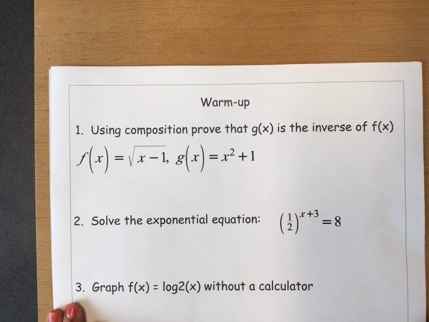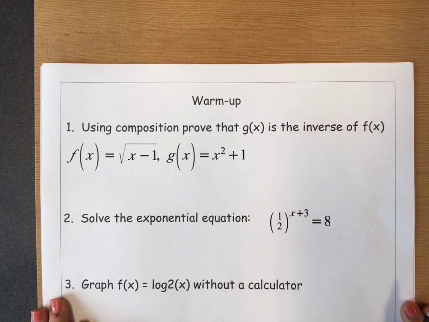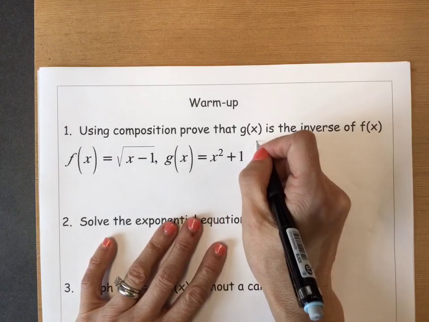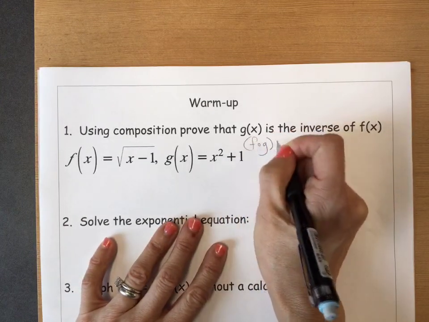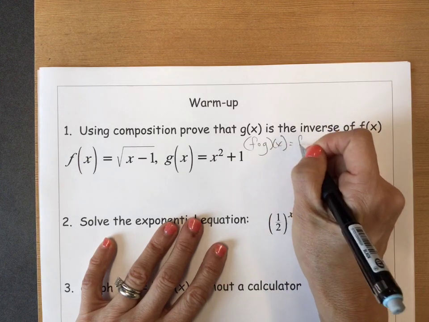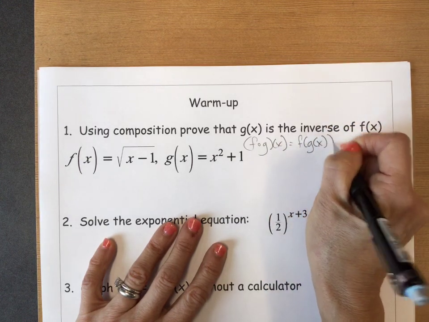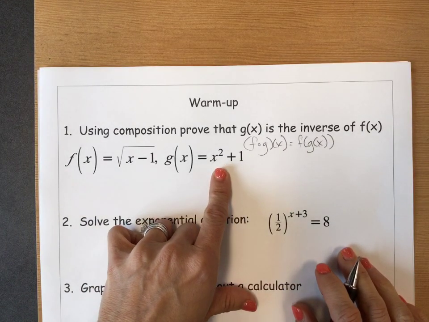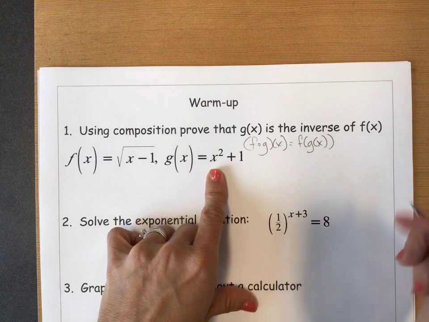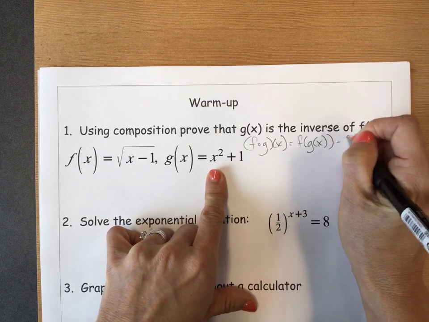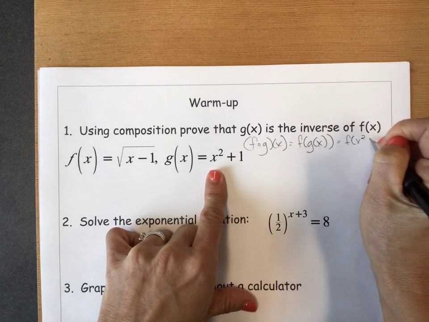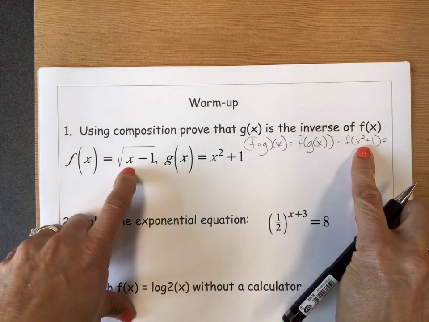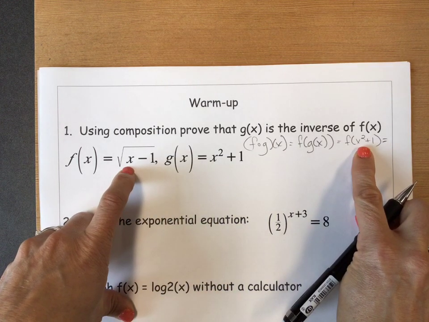All right, so it says using composition, prove that g of x is the inverse of f of x. We know that composition is f of g of x, where g of x is my input to f. And we can see that g of x is x squared plus 1. So this is really f of x squared plus 1. And what does that equal? We're going to take that x squared plus 1 and plug it into f of x wherever we see x.